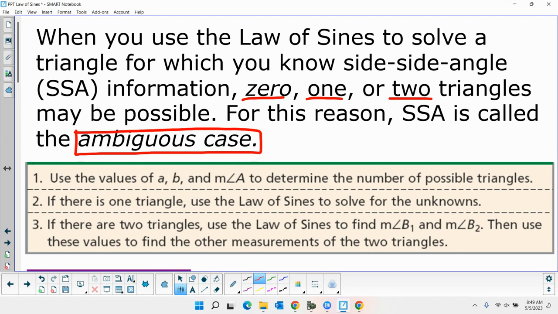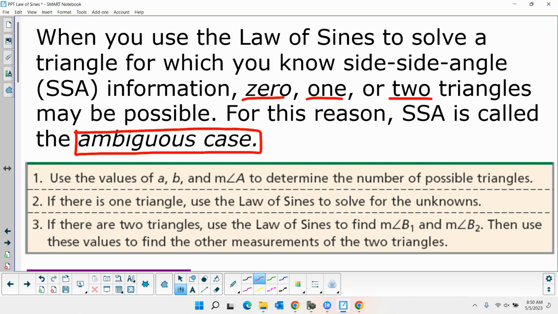Okay? Sometimes with the information they give you, when you try to put those angles and side lengths together, the triangle doesn't actually meet. You can't really get a triangle that's closed up. So that's when you're going to have 0 triangles. Sometimes you're going to get 1 triangle, but once in a while you can get 2 triangles out of the information you're given.